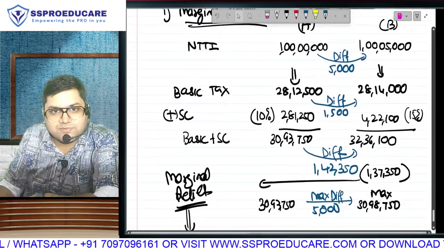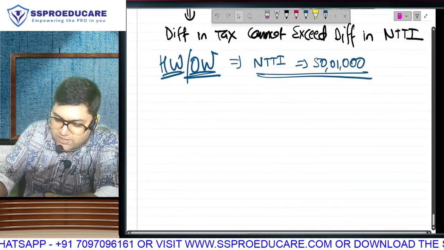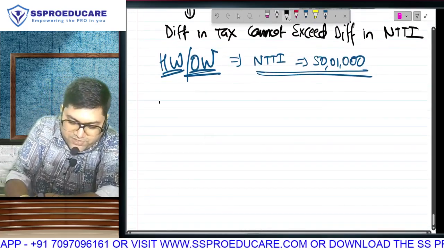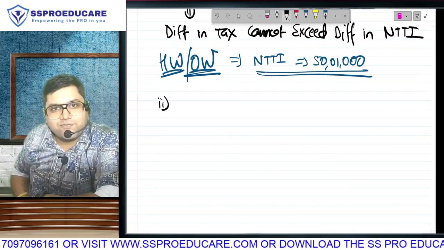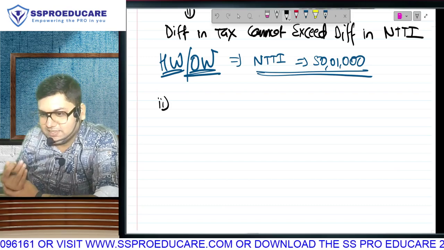The first point under surcharge, marginal relief, is clear, because now we are going to go to the most complicated aspect of surcharge. First attempt is the best attempt. If you don't understand in the first attempt, then convince yourself it will not come in the exam.